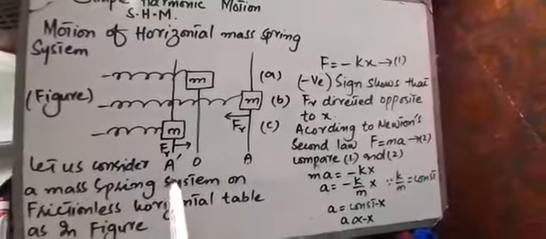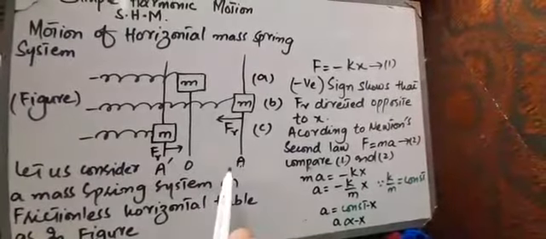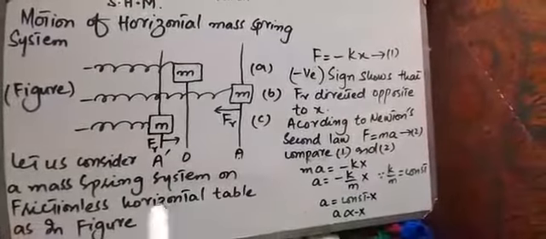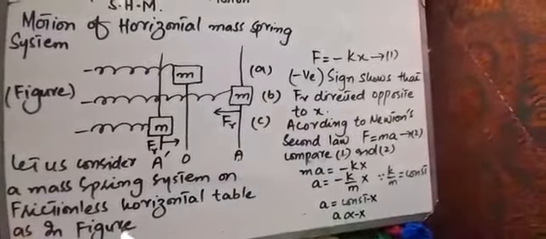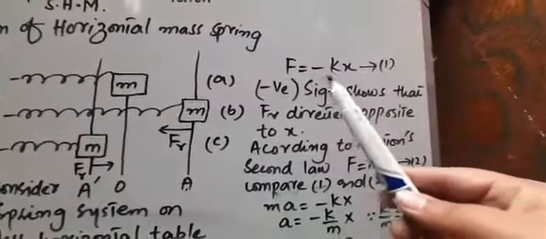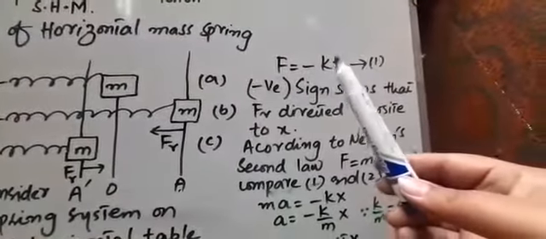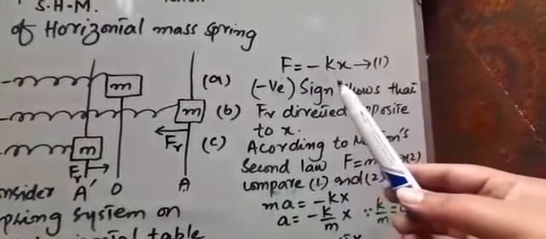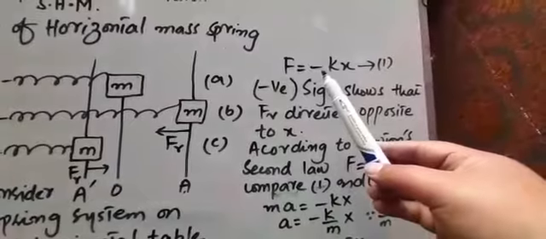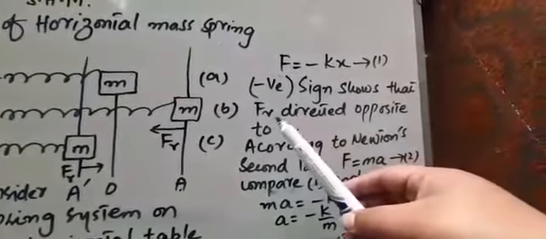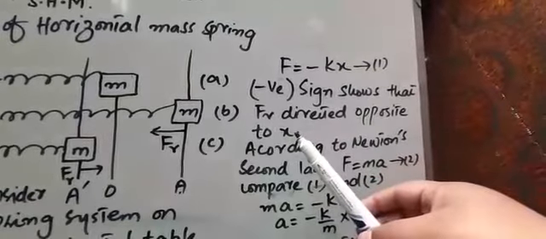Let us consider A dash, O, and A, these three points of a mass spring system on a frictionless horizontal table as in the figure. I have deduced that F is equal to minus kx according to Hooke's law. As you have done, F is equal to kx. Why is this minus put over here? The negative sign shows that F_r, the restoring force, is directed opposite to x.